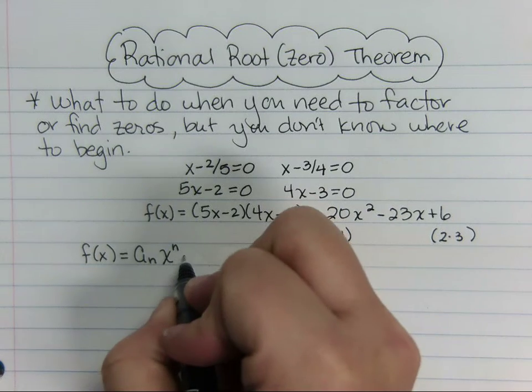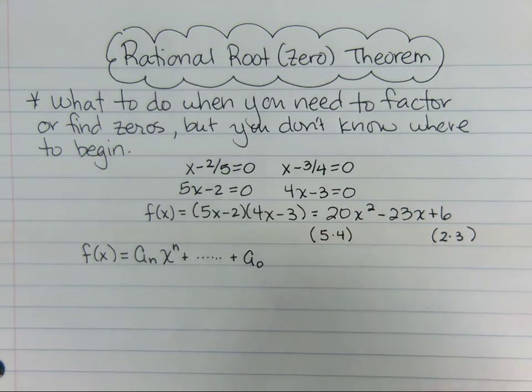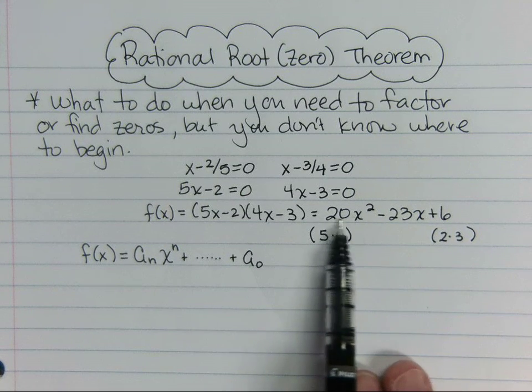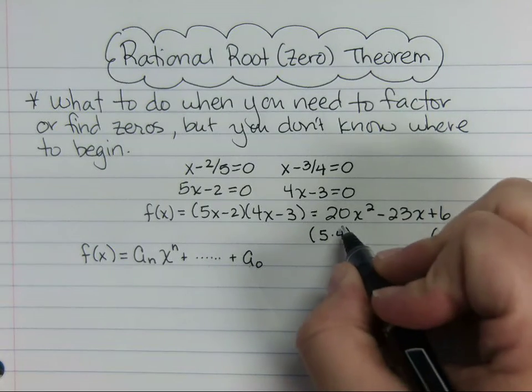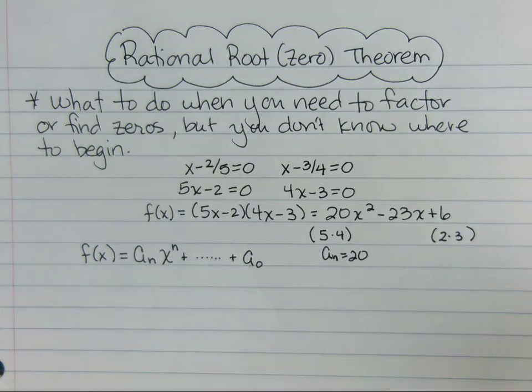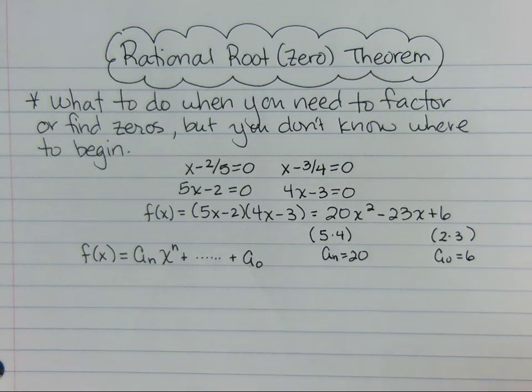And then you've got all these other terms in between, and then we use a sub 0 to let you know what is the very last one. The one that does not have any x's on it, we use a sub 0 because it's x to the 0 power. That's like what's over here, my 20x squared and my 6. This 20 would be considered my a sub n because it's the coefficient on the leading term, and the 6 would be my a sub 0 because that's your constant.